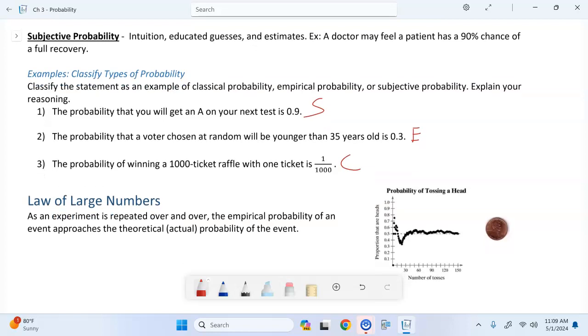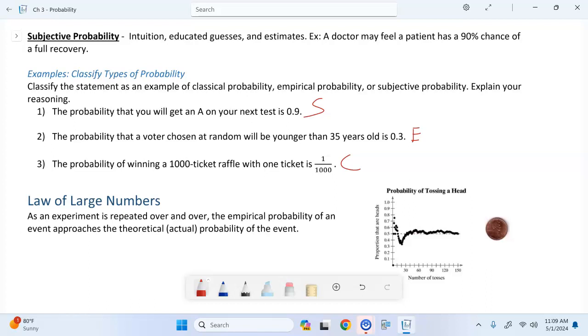The law of large numbers. When you flip a coin, you have a 50% chance of getting heads. But just because you flip a coin 6 times doesn't mean that 3 of those times will be heads. You may have 4, you may have 5. Maybe you get 6 heads in a row. It's not always going to be exactly 50-50 because it is still random.